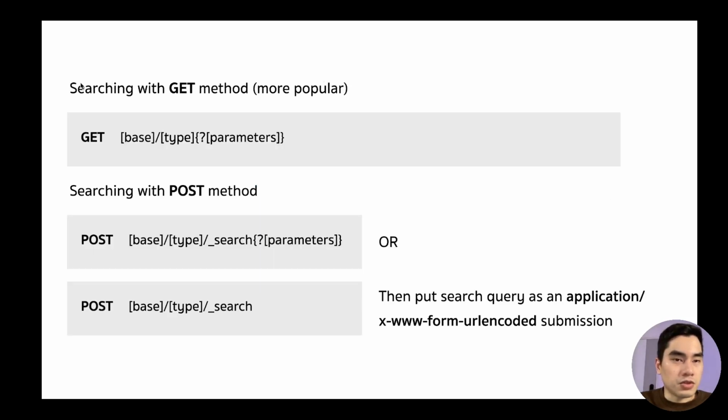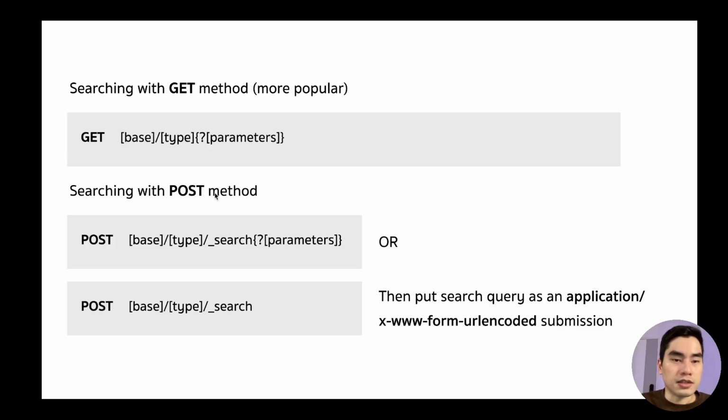If you want to do it with the GET method, which I think is more popular than the POST method, you can do it with a structure like this. You send a GET request to the base URL, and then you specify the type and some parameters.